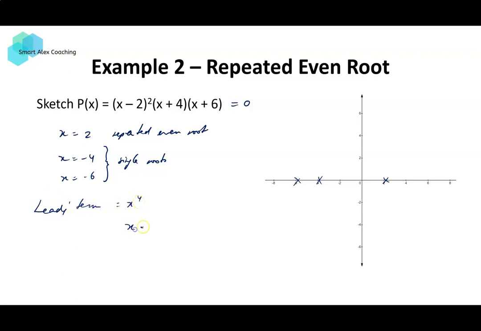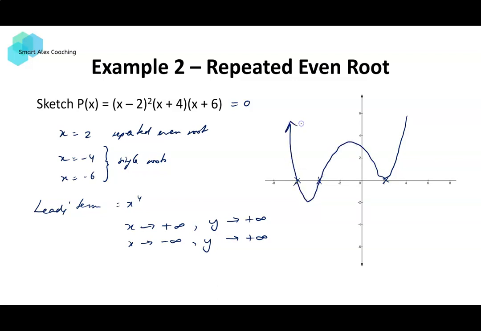So as x approaches positive infinity, y will also approach positive infinity. As x approaches negative infinity, y will still approach positive infinity. Putting everything all together, my curve will touch the x-axis at positive 2. Then it's going to cross at minus 4 and again at minus 6. And as you can see, when x approaches positive infinity, y approaches positive infinity. When x approaches negative infinity, my curve will approach y going towards infinity.